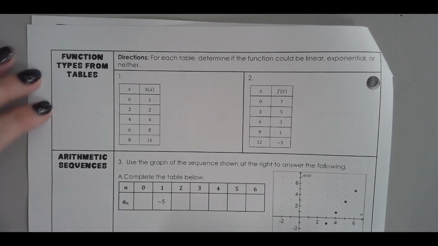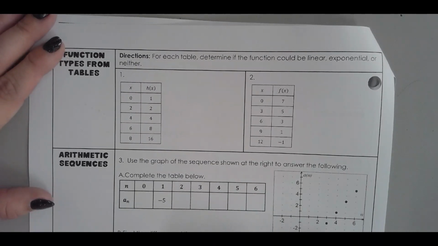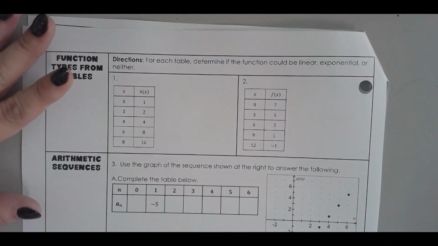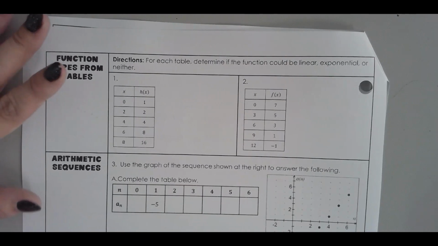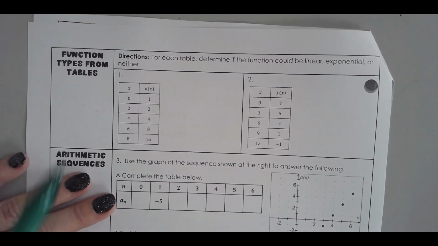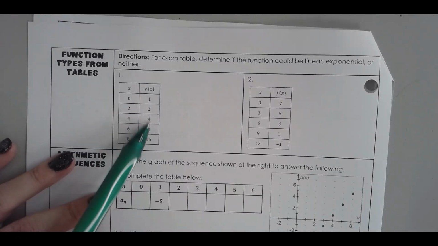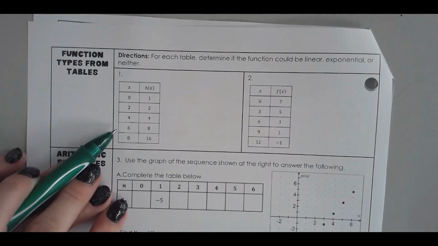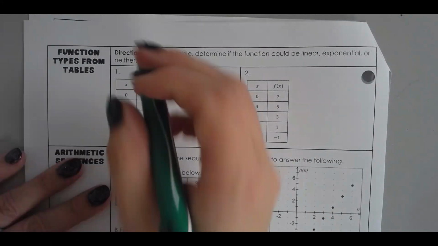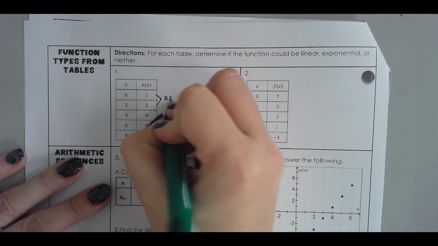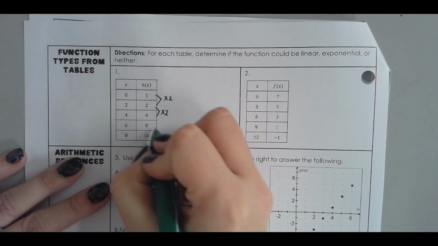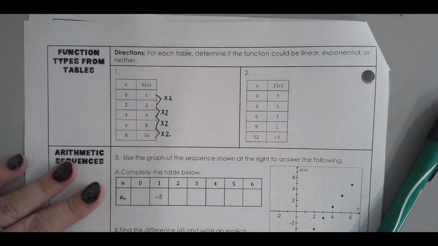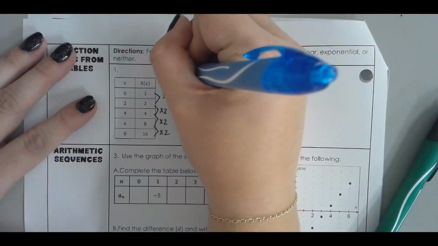So for each table, determine if the function could be linear, exponential, or neither. So we're going to look to see if we're multiplying by the same thing, are we adding the same thing, or is it neither? So what's happening on number 1? Multiplying by 2. Are my x values going up by the same amount? Yes, so that's necessary. So times 2, times 2, times 2, times 2. So this means that it is exponential.